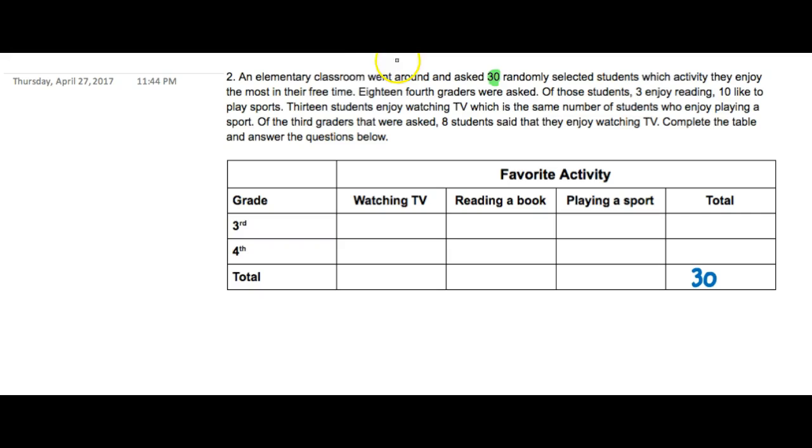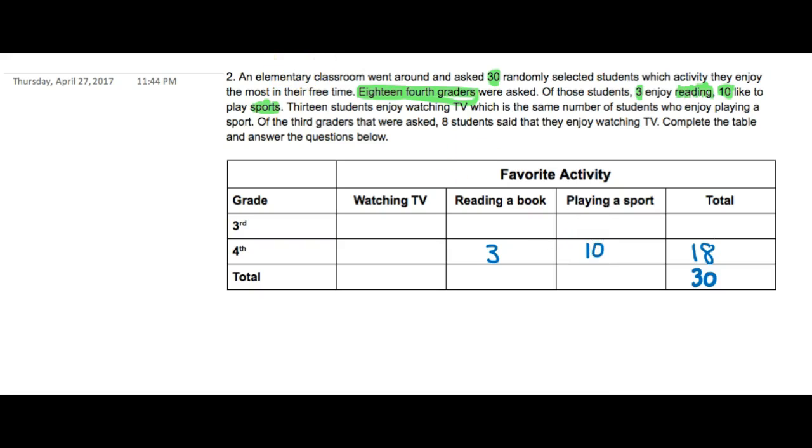Then we were told that there are 18 fourth graders. Okay? And what that means is that that's a total. So under my total for fourth graders, which is a row, I'm going to put 18. Of those fourth graders, 3 of them enjoy reading, 10 of them like to play sports.